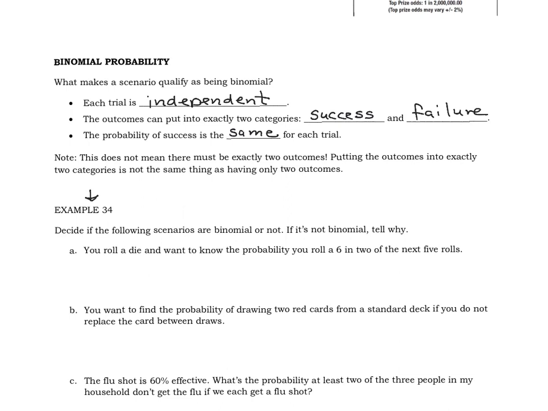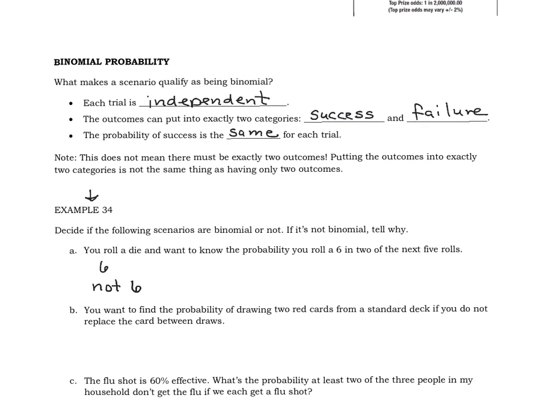Decide if the following scenarios are binomial or not. If it's not binomial, tell why. Example A, you roll a die and want to know the probability you will roll a 6 in 2 of the next 5 rolls. So think about when you roll a die, it could either be a 6 or not a 6. Okay, so the outcomes can be put into exactly two categories.